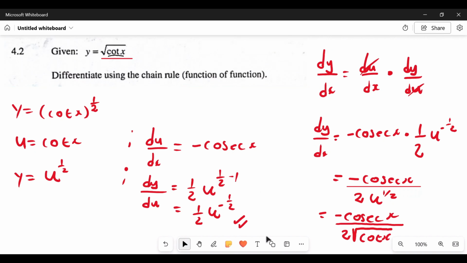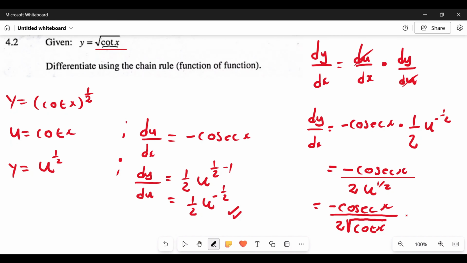I hope you can manage to see the final answer. It was really not that difficult to do. What you needed to know is how to do the chain rule.